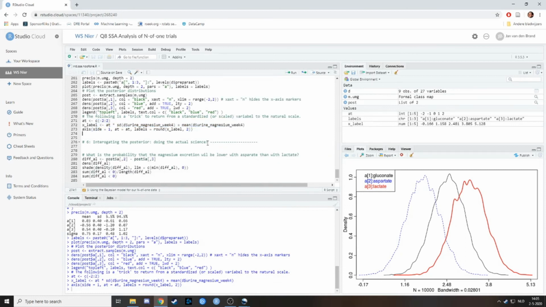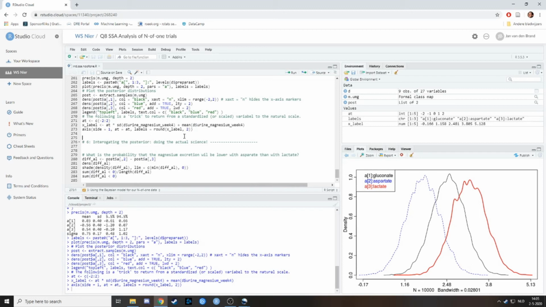So now we've got the posterior distributions after our subject has taken these preparations. So in red lactate, in blue aspartate, and in black gluconate. And we can immediately see that the highest excretion is in the lactate group, with an average value of slightly under, I think, 3 and a bit, and the average after aspartate, which is low excretion, would be 1.5, 1.8 approximately.